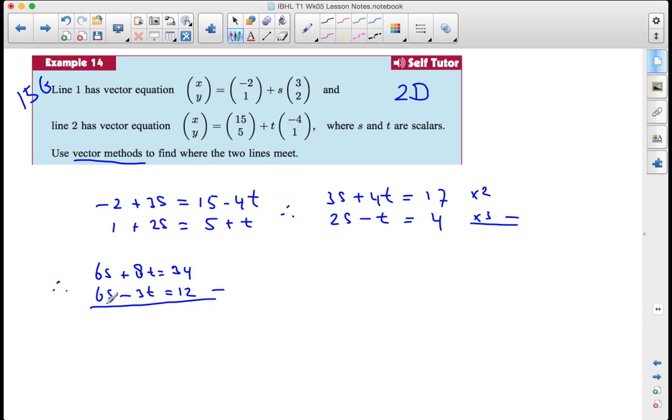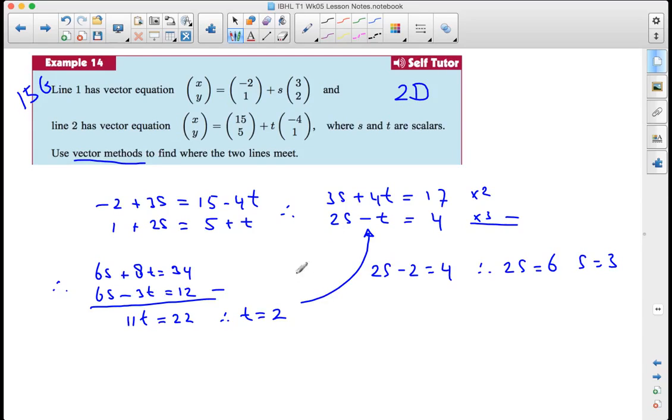And now we subtract, and that of course will be cancelled out. 8t take -3t is 11t. 34 take 12 is also known as 22. Hence t is 2. Now if we plug in that t equals 2 over here in this equation, we could say, okay, 2s take 2 equals 4, therefore 2s equals 6, s equals 3.